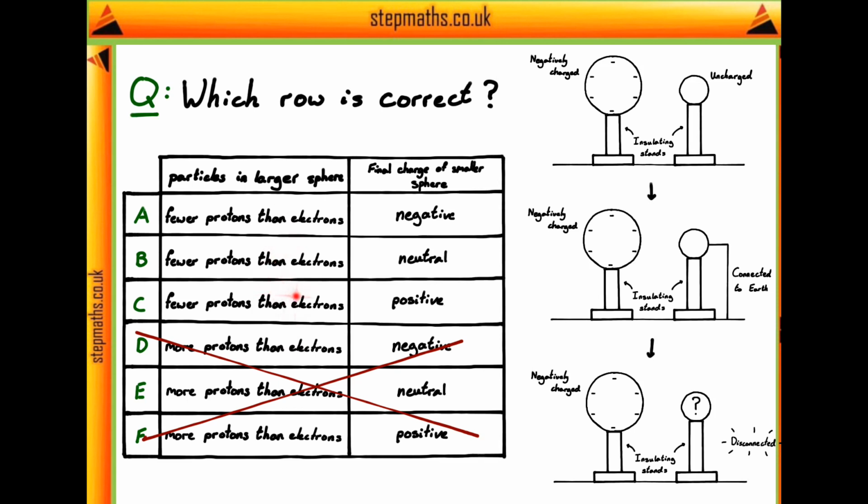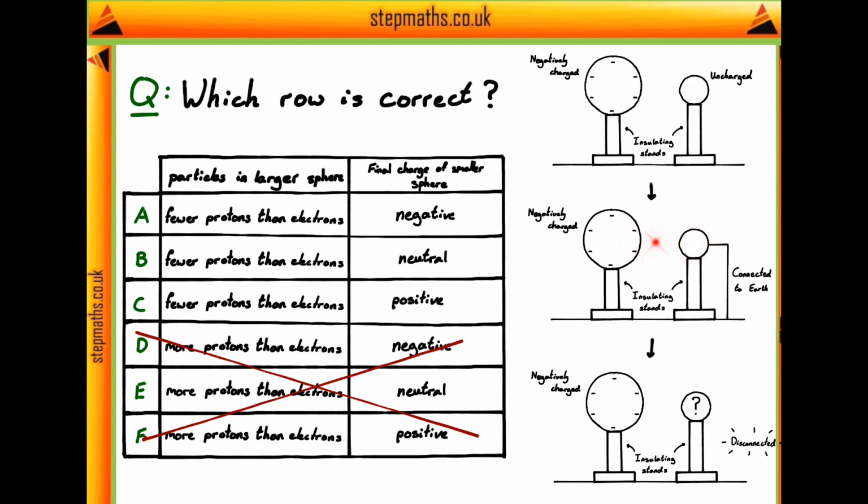So, with that considered, we can just move on to think about the final charge of the smaller sphere. Now, to do this, what we have to do is think about what actually happens in this middle step here when we connect our sphere to Earth. So what's happening is that we're going to have this negative charge and it's going to be pushing against the electrons and protons and so on in this sphere.